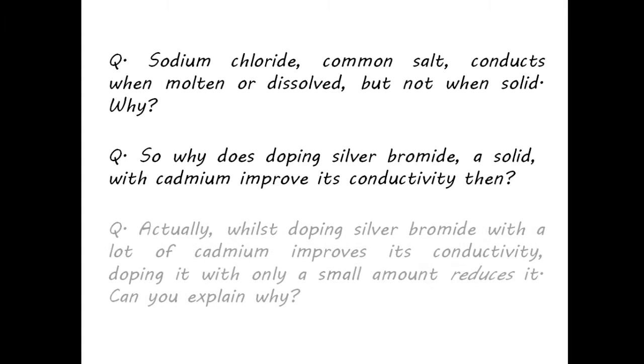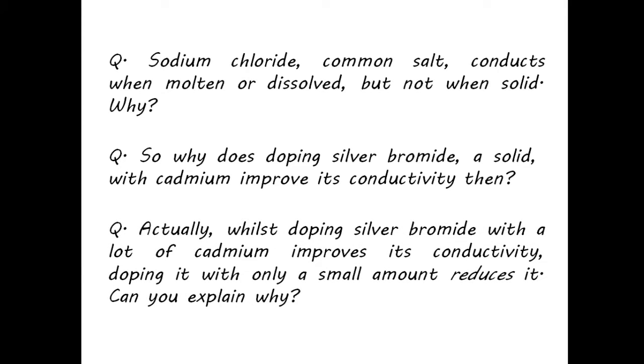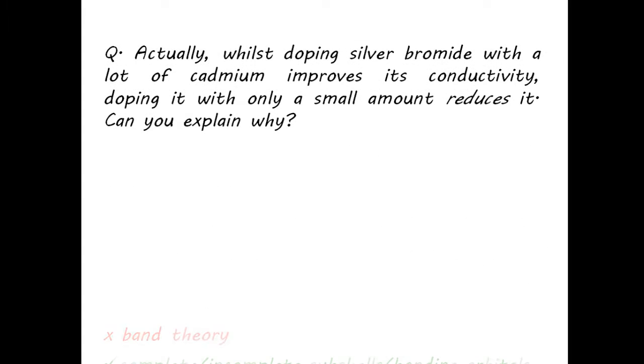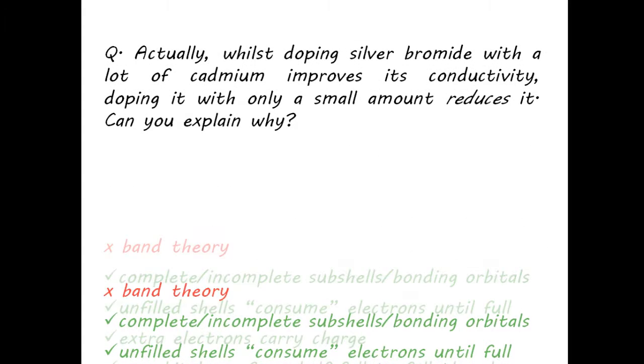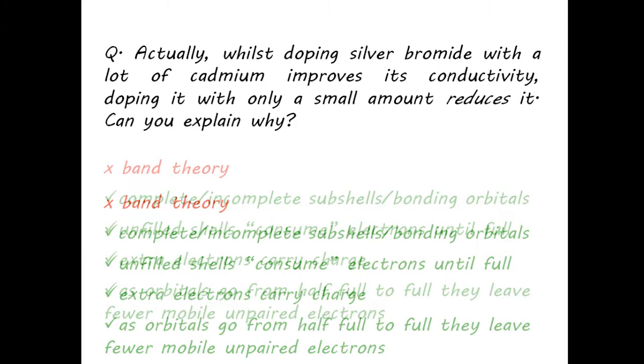Question: actually, whilst doping silver bromide with a lot of cadmium improves its conductivity, doping it with only a small amount reduces it. Can you explain why? The candidate is unlikely to have heard of or draw on band theory, so you're looking for the idea of incomplete subshells or bonding orbitals.